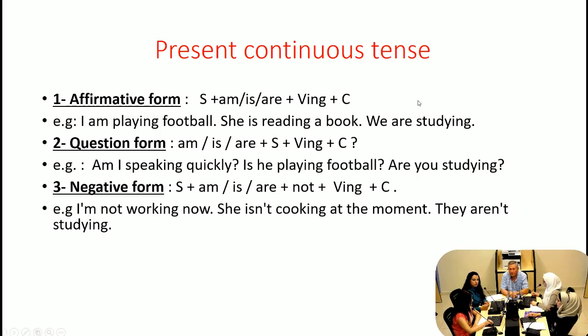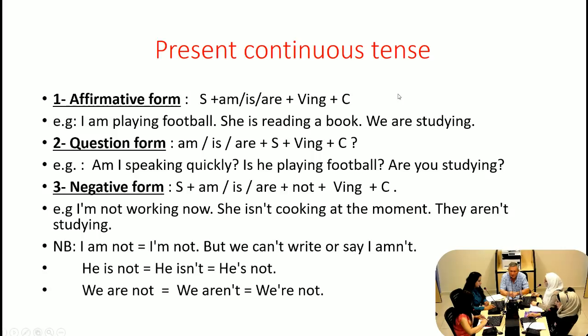The second form is the negative form. Subject, is not, are not, and am not, the verb with ing and the complement. Example, I'm not working now. She isn't cooking at the moment. They aren't studying.